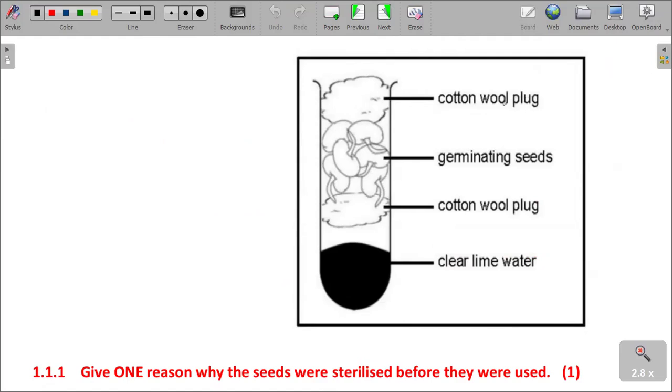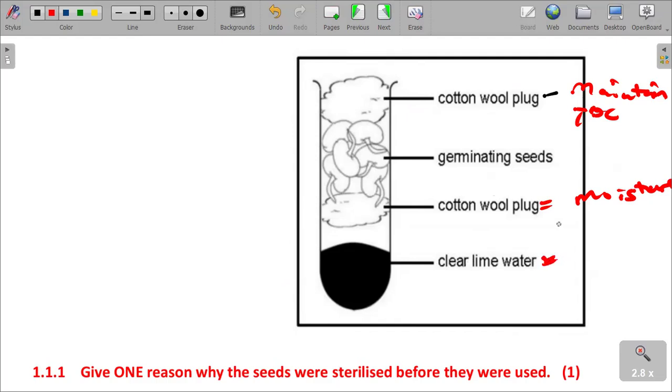We have got cotton wool. In some cases, examiners would want to ask you that this can also be used to maintain temperature, so that we can cause germination, and also the advantage of moisture, which is supposed to be there. And then we have clear lime water that is given there.